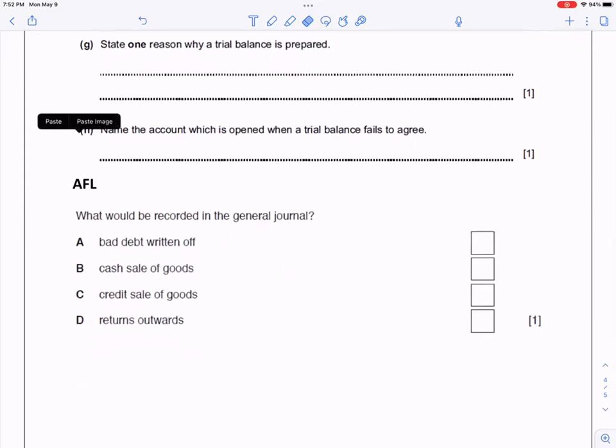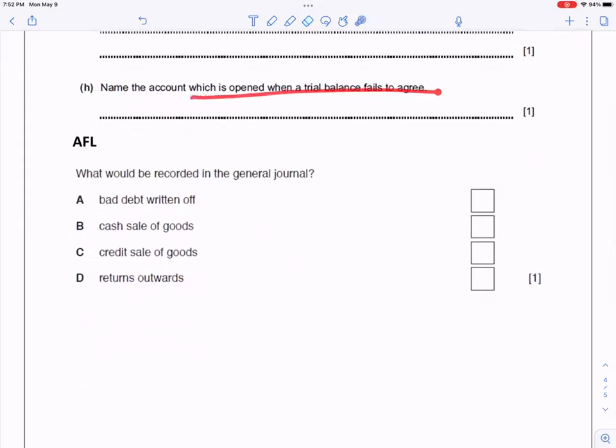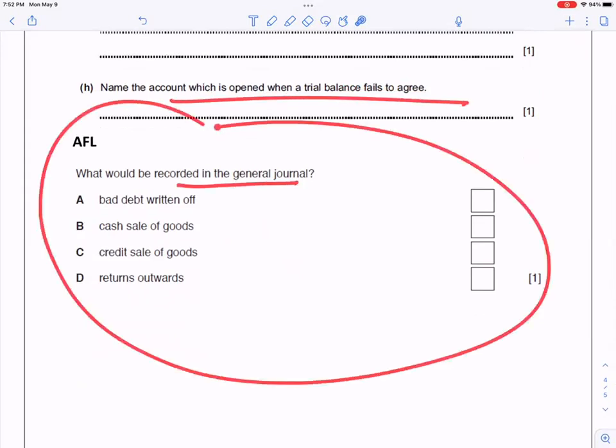If you are following double entry, name the accounting principle. Duality. Name the account which is opened when a trial balance fails to agree. Suspense.